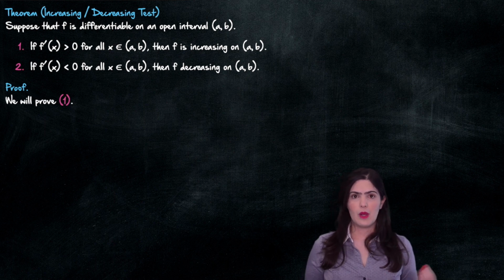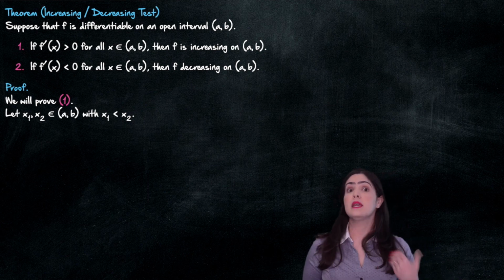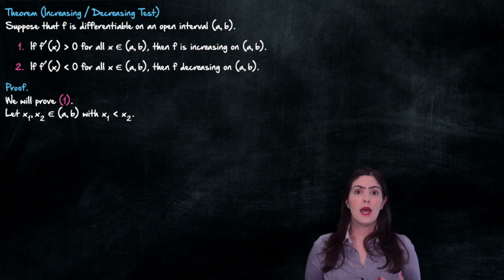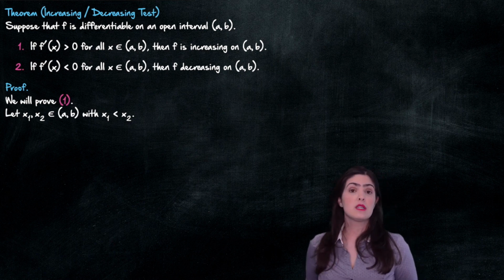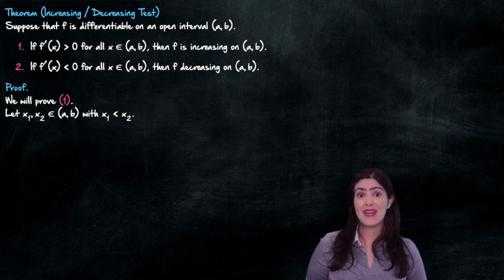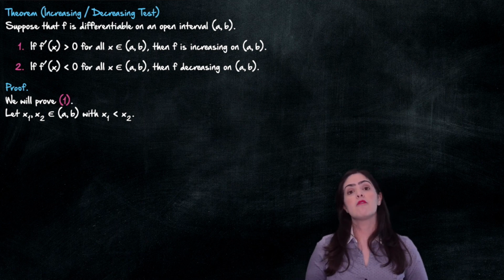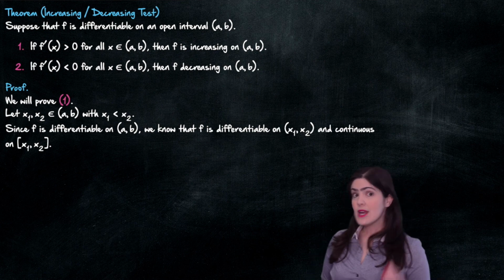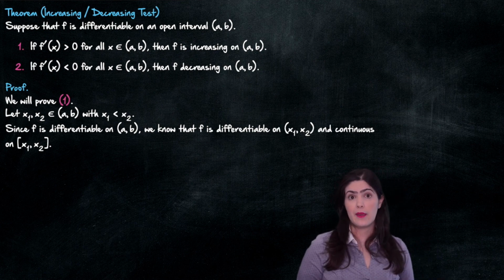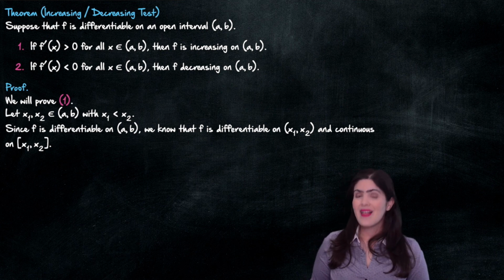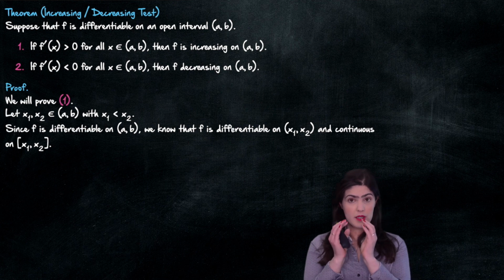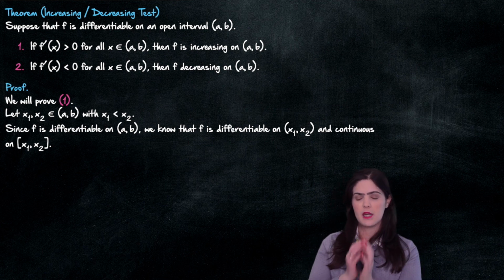So what do we want to prove? Well, we want to start with two points, x1 and x2, that are in the interval (a, b), and we're going to assume that x1 is less than x2. Since we want to prove that my function is increasing, we need to conclude that f(x1) is less than f(x2). Since f is differentiable in the open interval (a, b), we know that f is differentiable on the open interval (x1, x2). So it's a smaller interval inside (a, b).